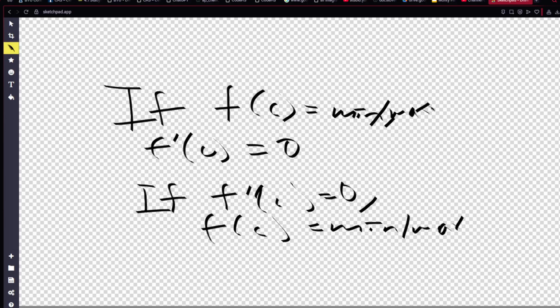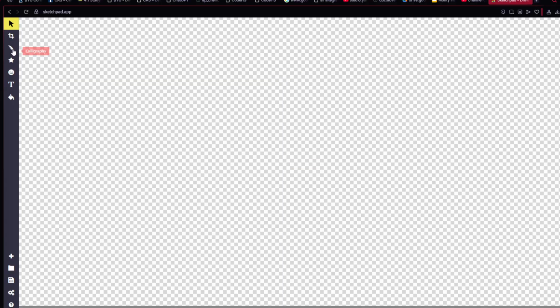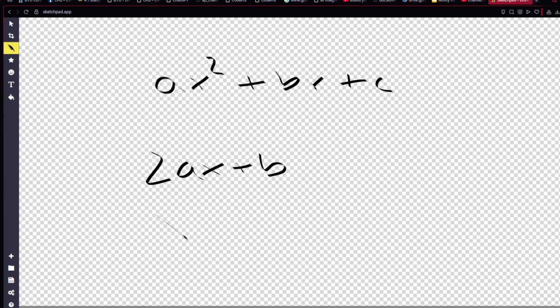But essentially, if there's a critical point that makes the derivative equal to 0, then f of c will be a minimum or maximum. That's actually how the quadratic vertex formula was found. For example, for any second degree polynomial, if you take the derivative, that becomes 2ax plus b. And solving for x, you get x equals negative b over 2a. But you can apply that to anything.